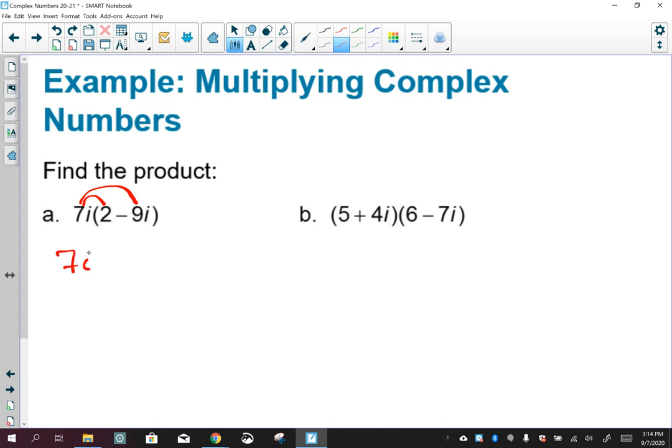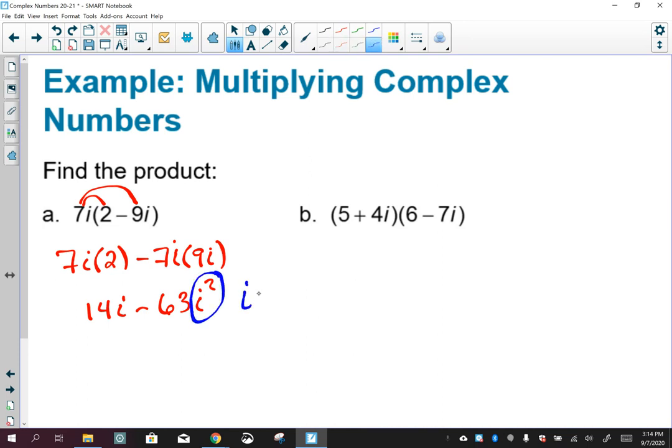So we get 7i times 2 minus 7i times negative 9i. So on the front piece here, I get 14i. And on this back piece here, I get 7 times 9, that's negative 63. And then i times i is i squared. Well, I know what i squared is. From the beginning, when we looked at our pattern, i squared is negative 1. So what I'm really looking at is 14i minus 63 times negative 1. So I'm looking at 14i plus 63.